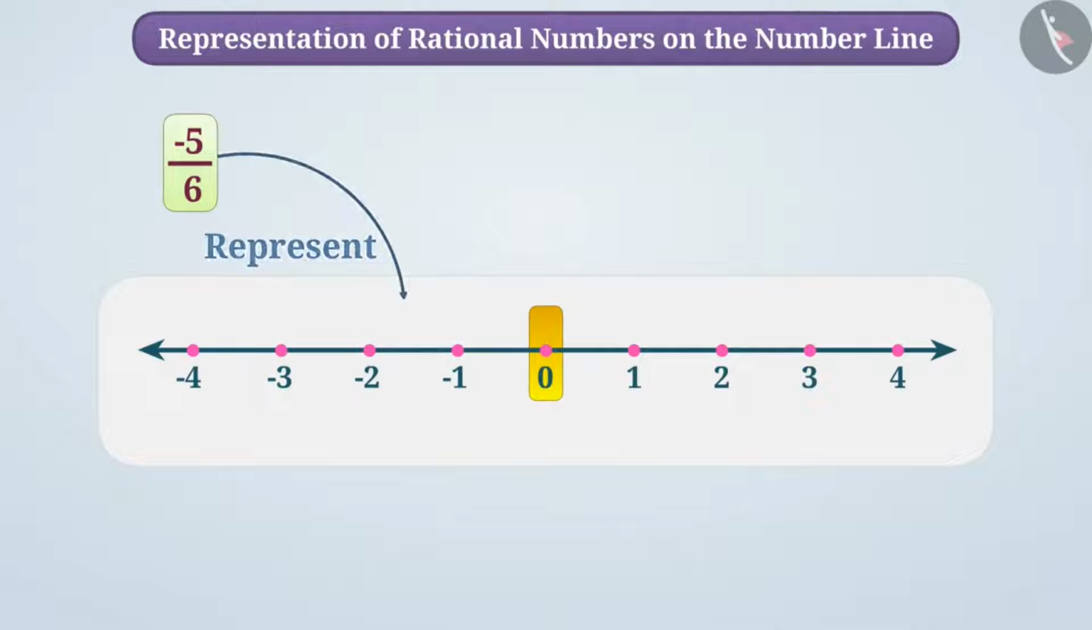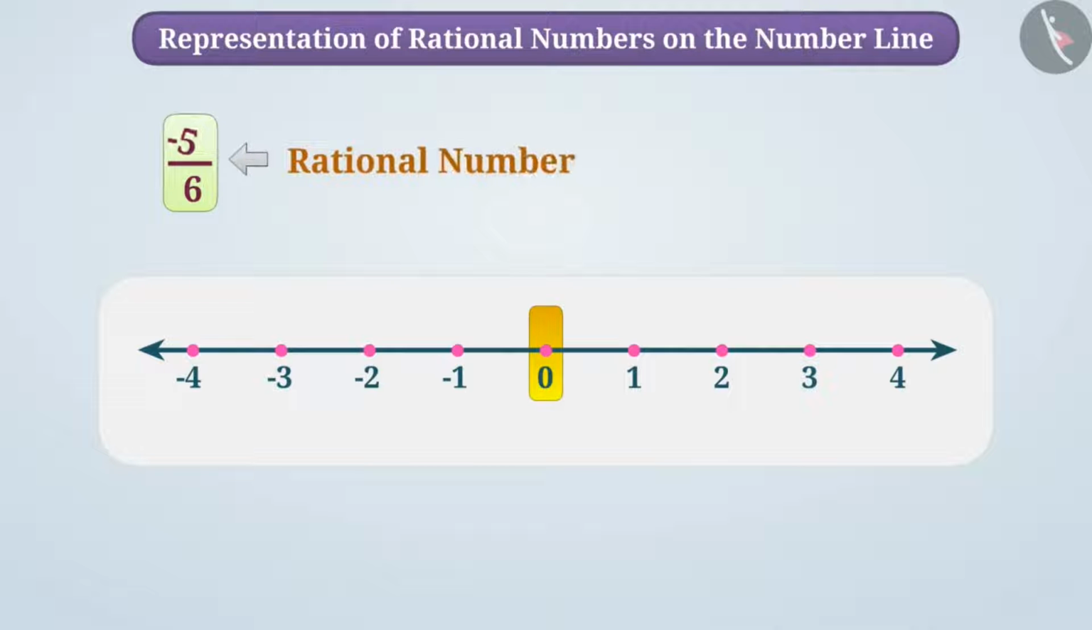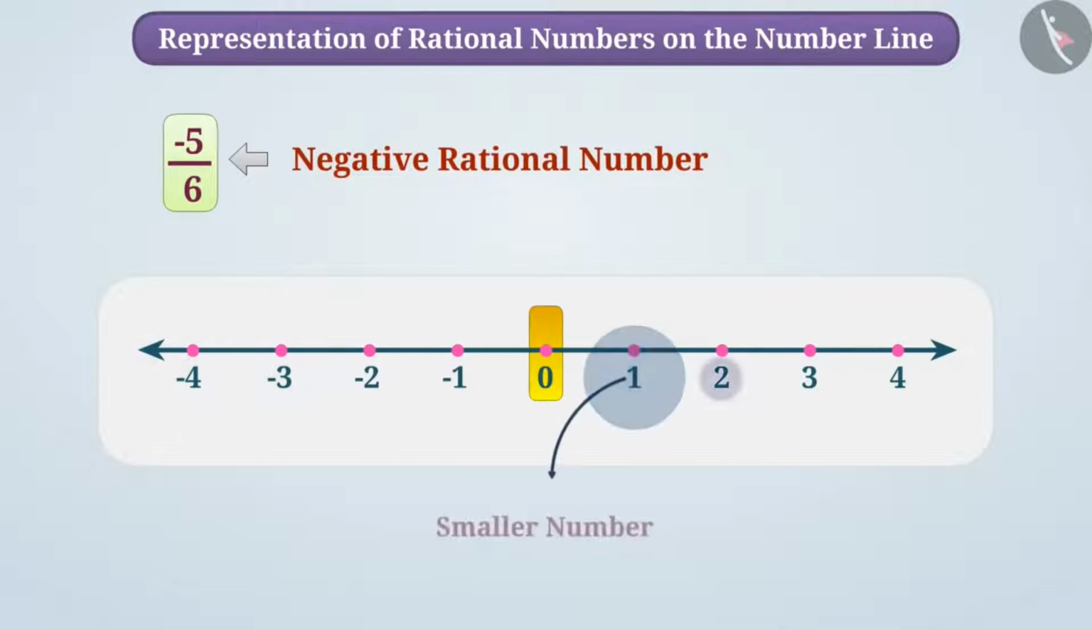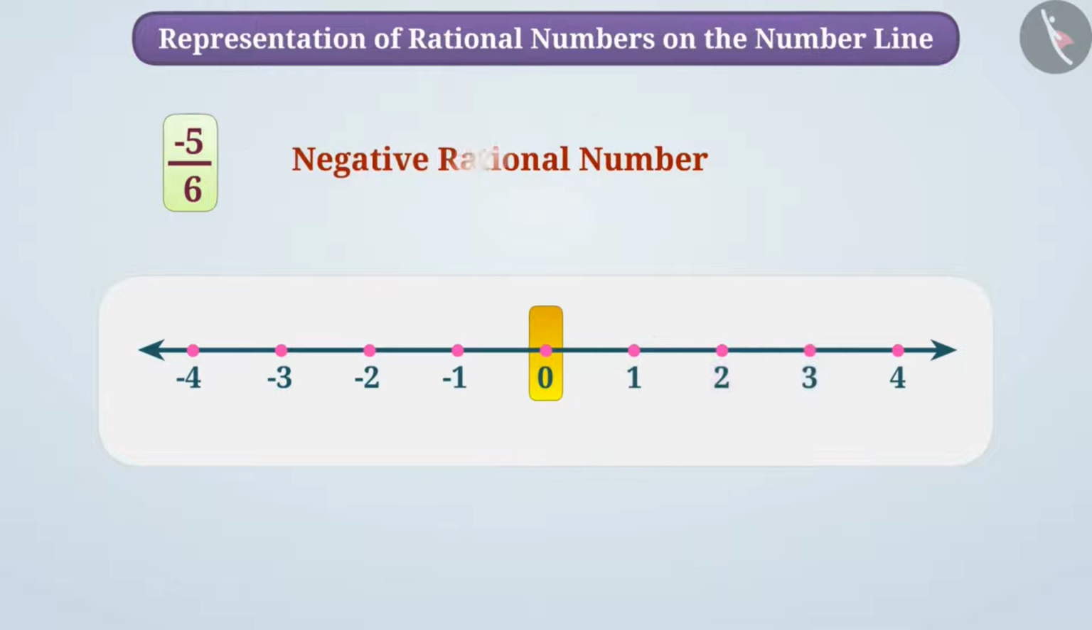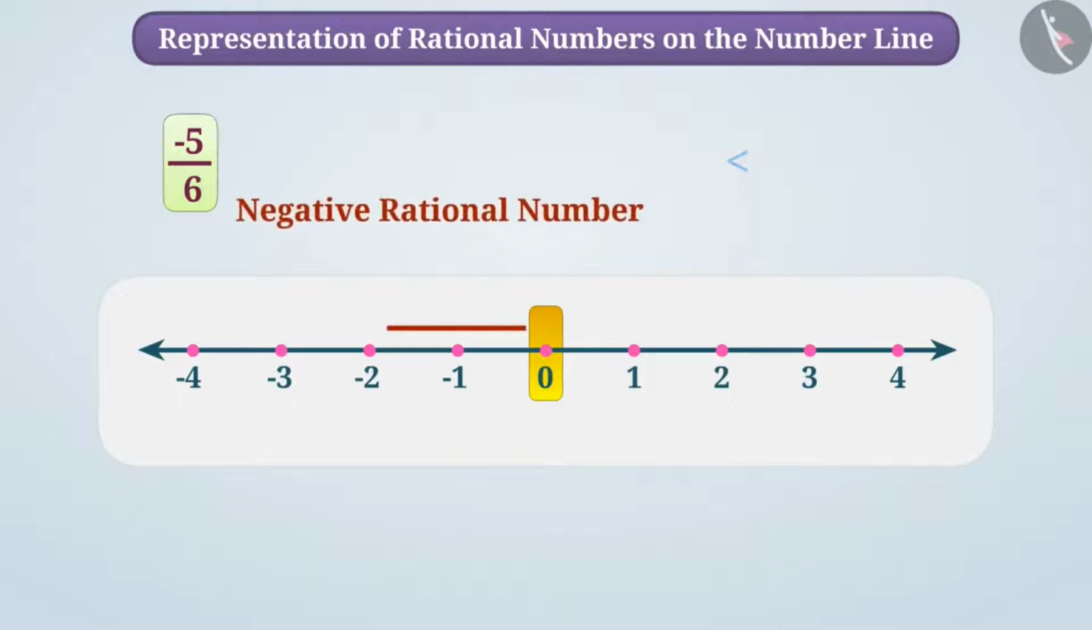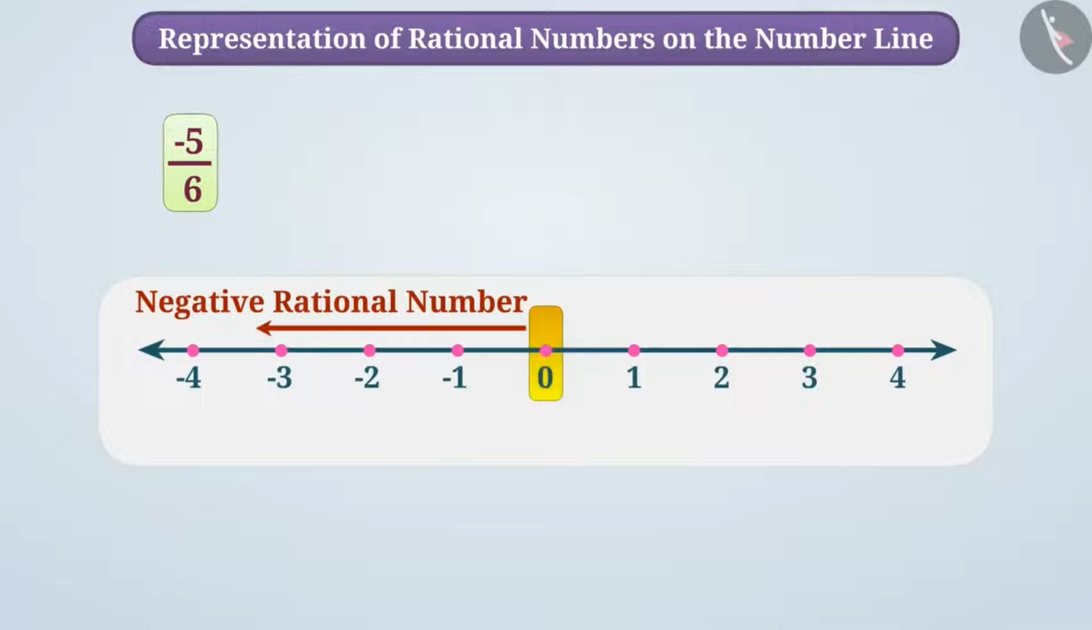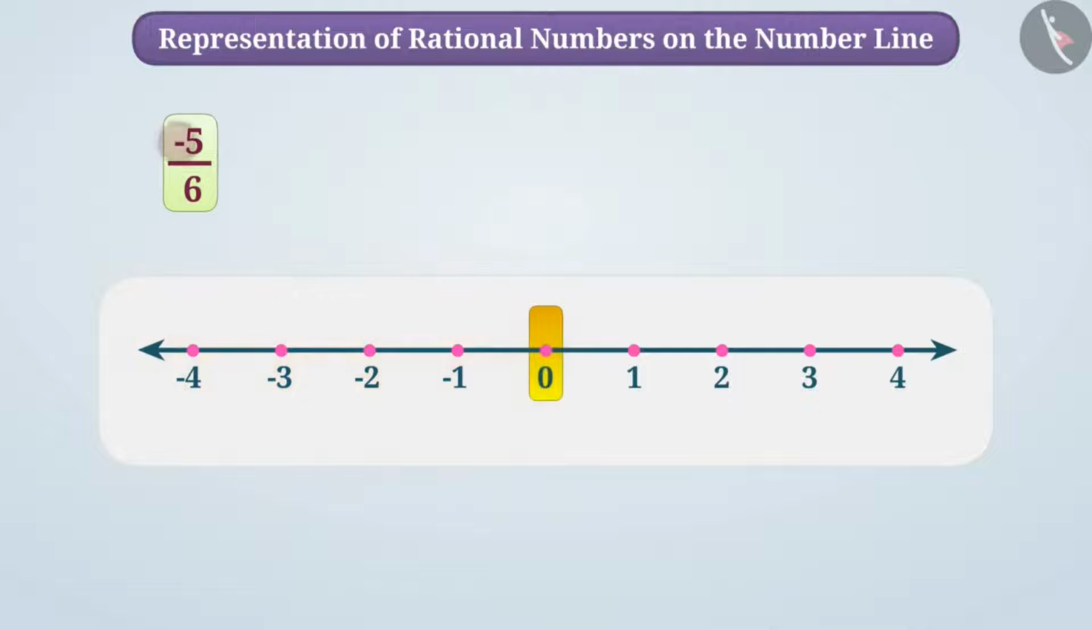Let me tell you, here the rational number -5/6 is a negative rational number. We know that on a number line, a number smaller than a number is represented on its left side and a larger number on its right. Since the values of all negative rational numbers are less than 0, their positions are to the left of 0. Therefore, the position of -5/6 will also be on the left of 0. Let's ignore the minus sign for a while.